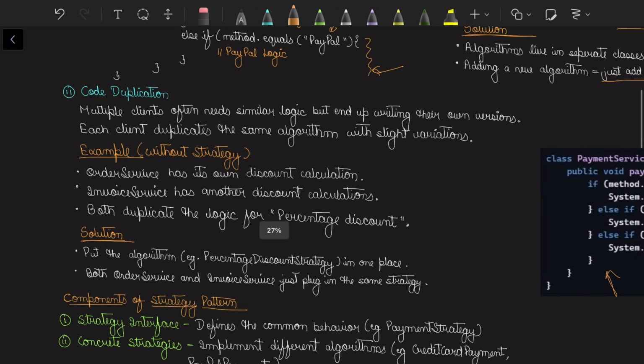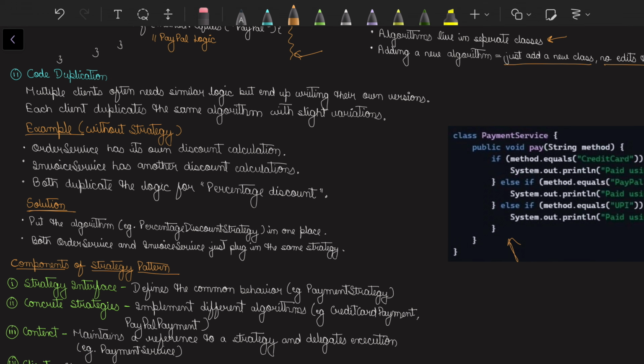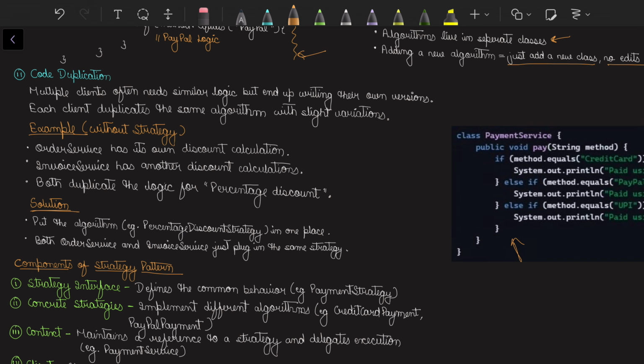Okay, so the second thing is code duplication. Multiple clients often need similar logic but end up writing their own versions. Each client duplicates the same algorithm with slight variations. Let's say every other class, for example order service and invoice service, wants to calculate the percentage discount. The percentage discount formula is very simple and very common to all the services, but what they do is define a similar method in each of their services and utilize it.